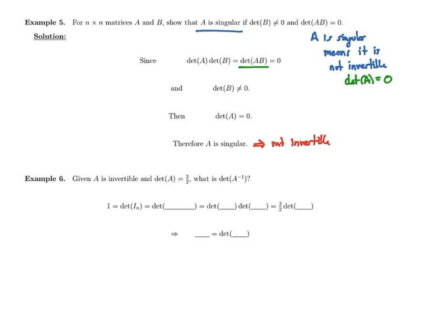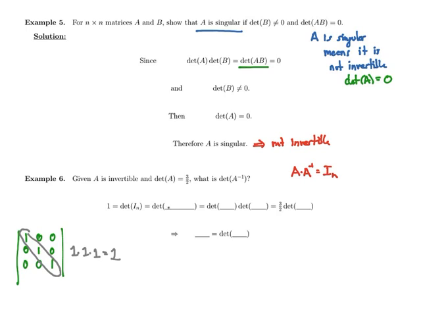So last example here: given that A is invertible and the determinant is 3/2, what is the determinant of A inverse? We're going to use the fact that A times A inverse is equal to the identity matrix. Also note the determinant of the identity matrix; we'll look at the 3x3 identity matrix. Since that's an upper triangular matrix, we can just look at the product of the main diagonal, which will always just give us 1. So we always know that the determinant of the identity matrix is just 1.